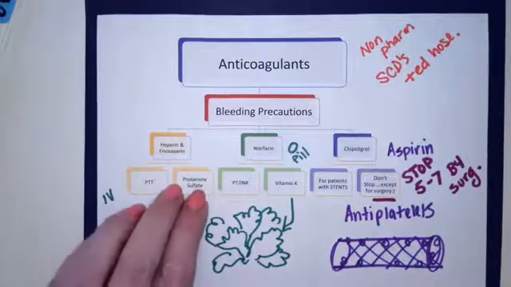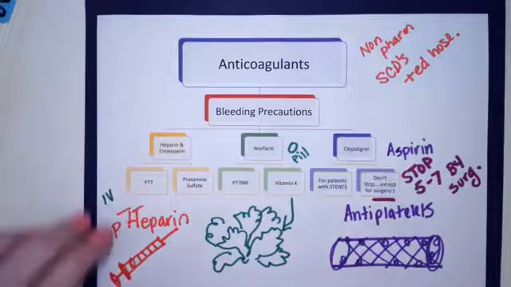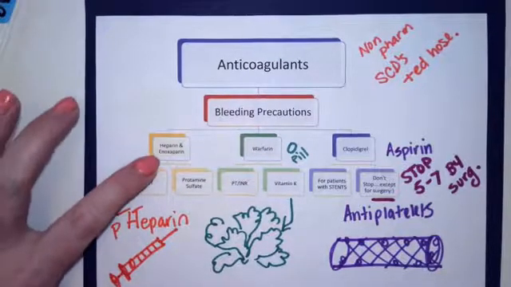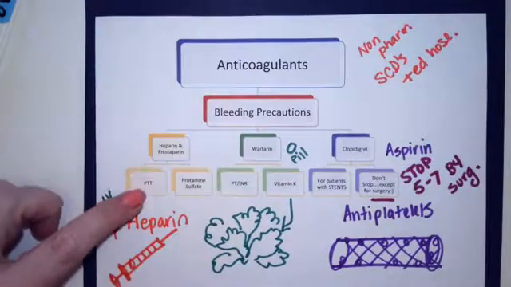So I gave you these little triangles of color for our different groups of medications. So heparin and enoxaparin are our two heparin products. Enoxaparin is just low molecular weight heparin. We measure this using the PTT.